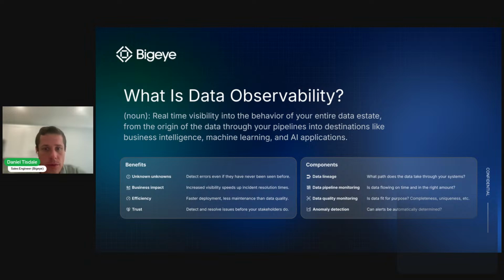and then anomaly detection. So are alerts able to be automatically detected and determined based off of all of the historical shape and patterns of your data so that you can be more proactive whenever there's something that is outside of the normal bounds or range.